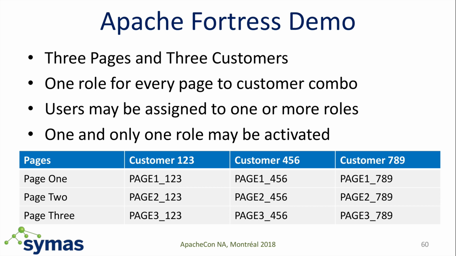So 3 pages, 3 roles. I've got 1 role for every page-to-customer combination, so 3 pages and 3 customers means there can be 9 roles. In order to give a user access to a page for a particular customer, they've got to be assigned that role. Furthermore, those roles have a dynamic separation of duty constraint placed upon them, so that they can activate one and only one, or I should say at most one, of those roles in their session at a time.